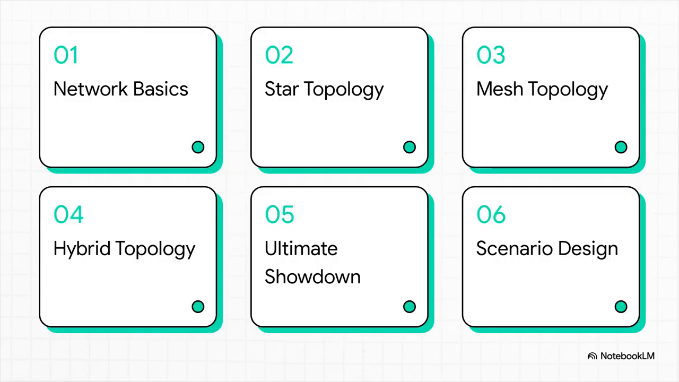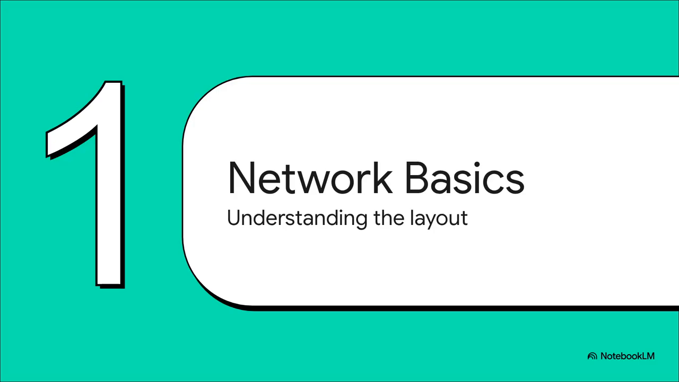Here's our roadmap for this explainer. We're going to map out the basics, then we'll build up our networking tool belt by checking out three distinct tools: the star topology, the mesh topology, and the hybrid topology. After that, we'll throw them into an ultimate showdown and finish up by testing your new skills with some real-world scenario design. Sound good? Let's get our foundational concepts locked in first.